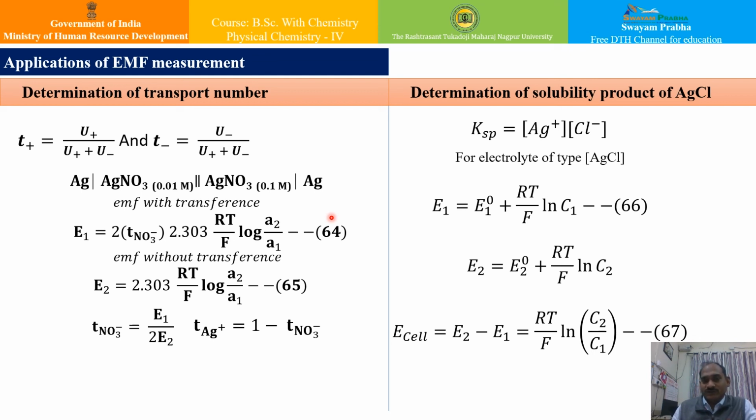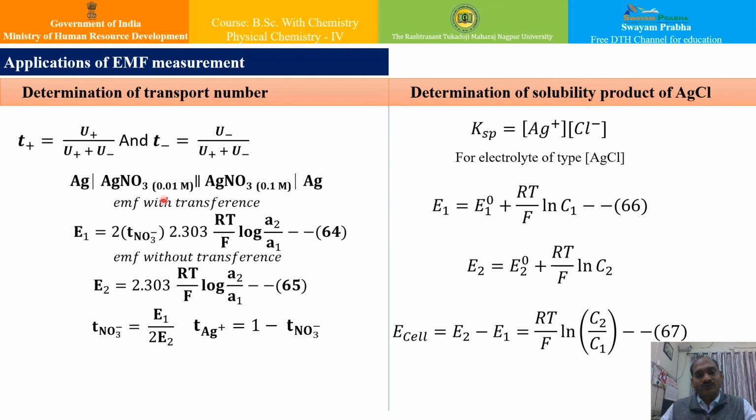And therefore, the fraction of the total amount of electricity carried by an ion is known as its transport number. So if I represent U plus and U minus as the ionic mobility of cation and anion respectively, then we have the expressions T plus and T minus, the transport numbers of cation and anion, in terms of their ionic mobility. So the transport numbers of cation and anion can be found using their ionic mobility.